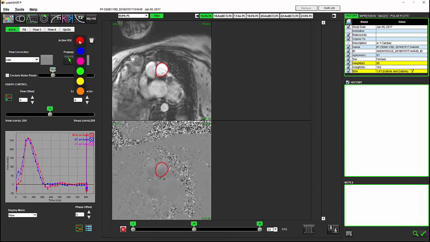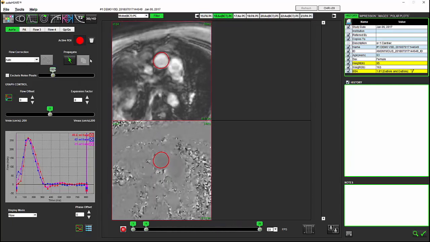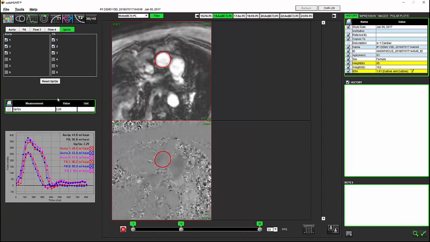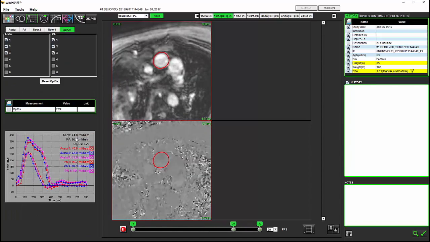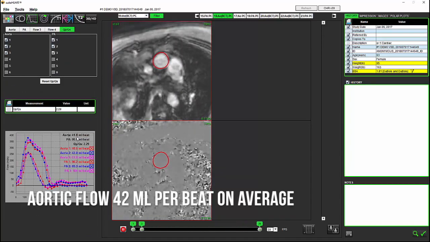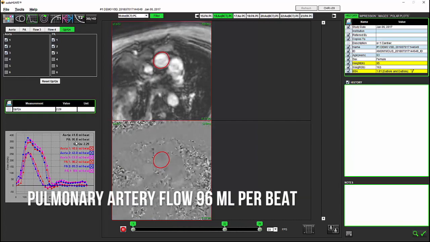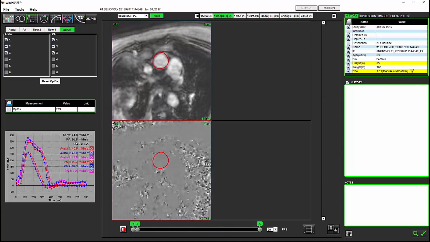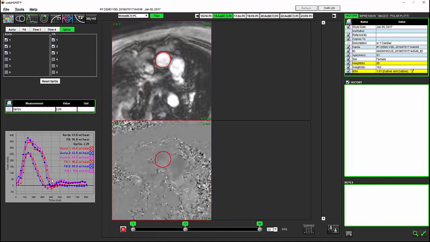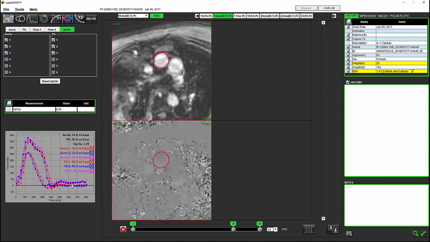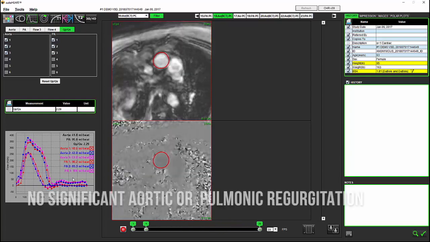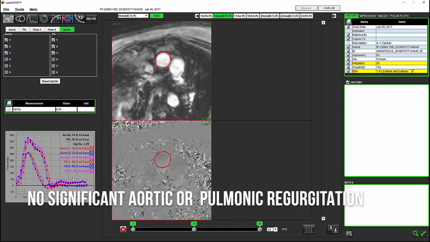It also identified the aorta automatically, and when we look at the QP/QS, you can see that the aortic flow is 42 milliliters per beat on average, and the pulmonary artery flow is 96 milliliters per beat on average. You can also see that there's no reversal of flow in diastole, showing there's no significant aortic regurgitation or pulmonic regurgitation.